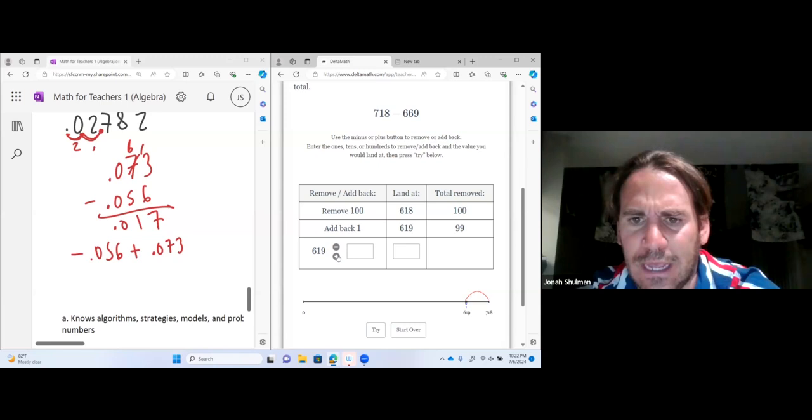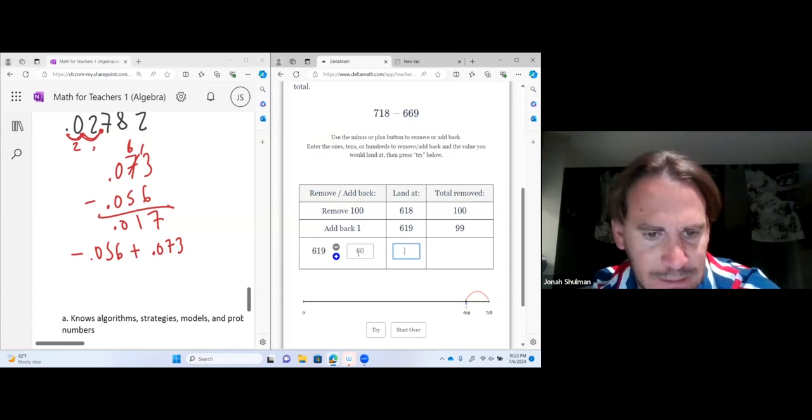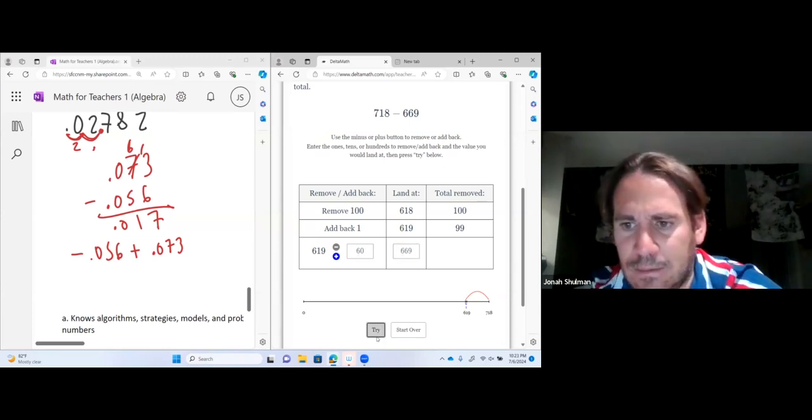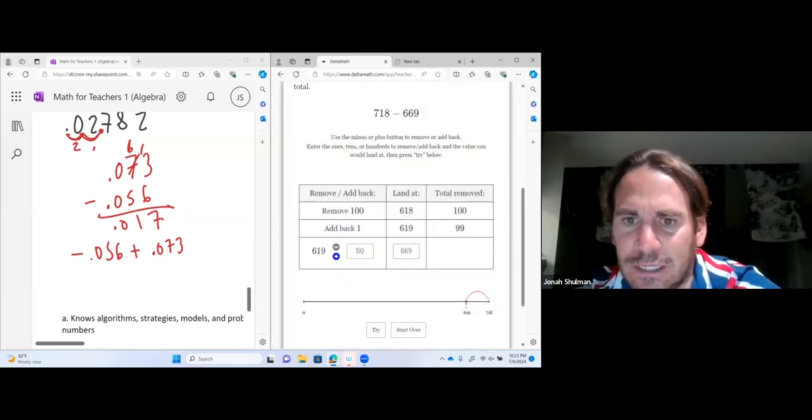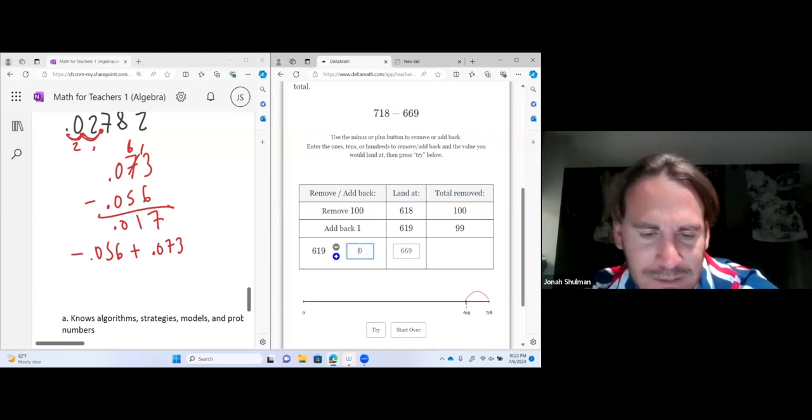And now we got to add 60 more. And that should bring me to the 669. That is not the correct value for where you add. Oh, oops. Yeah, you're right. Because we are at 619 already, so I only have to add 50 to get to 699.